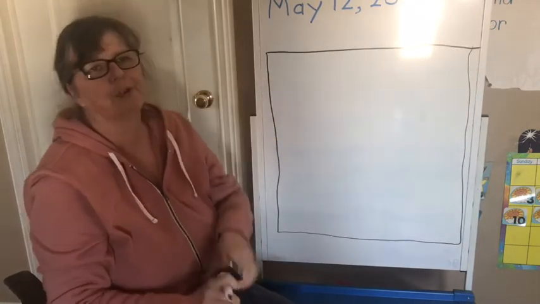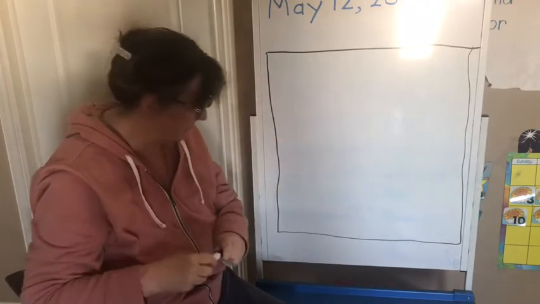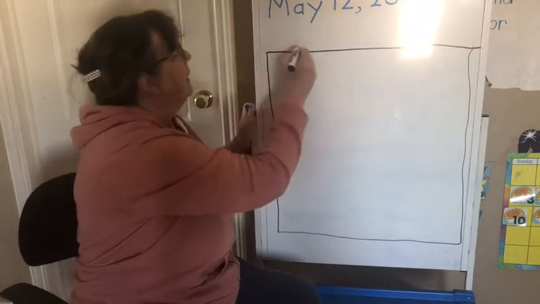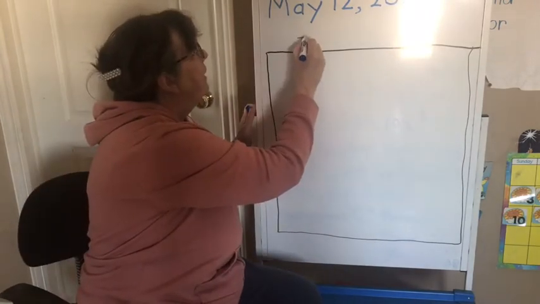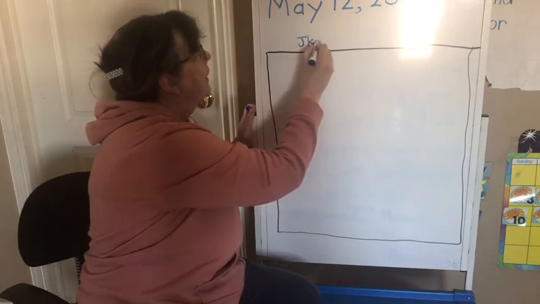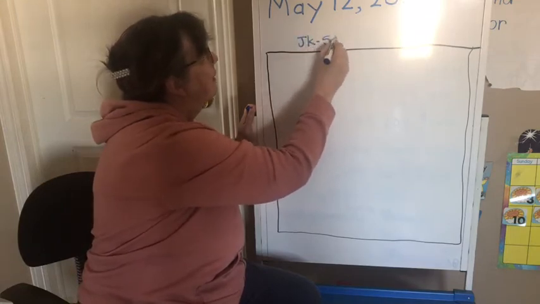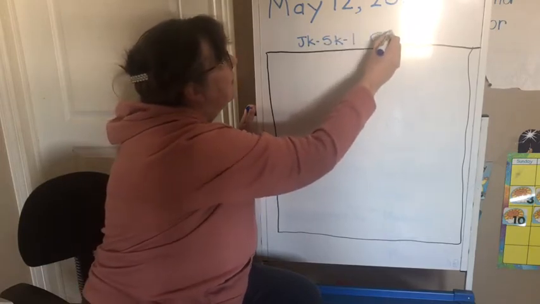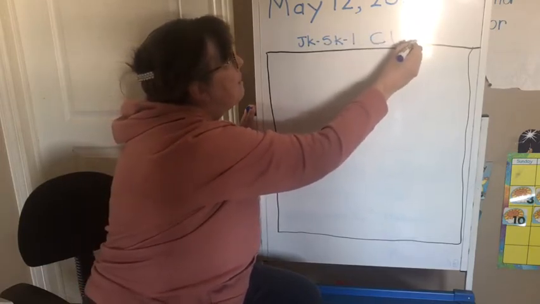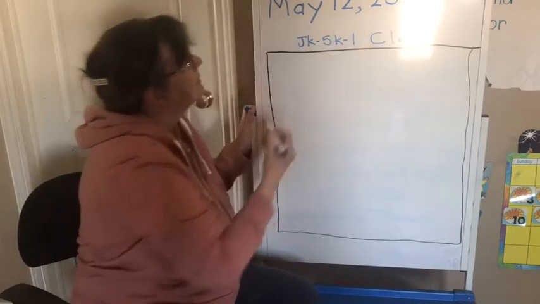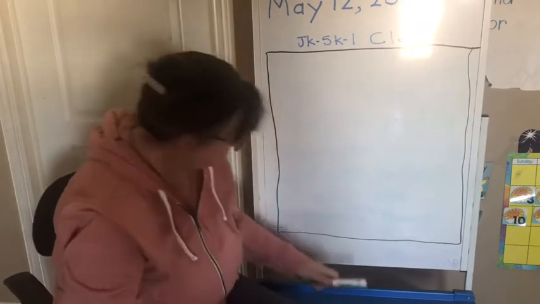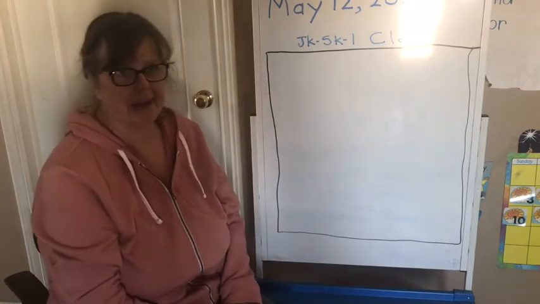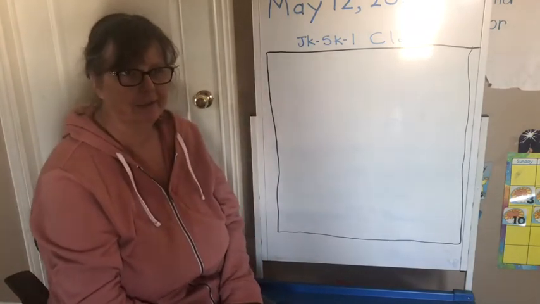Now, I want people to know what kind of a map this is, so I'm going to put a title on it, and I'm going to say JK SK 1 class. So people know that this is a map of our class. My S's look kind of funky, don't they? So now, we have to think about our class and what it looks like.